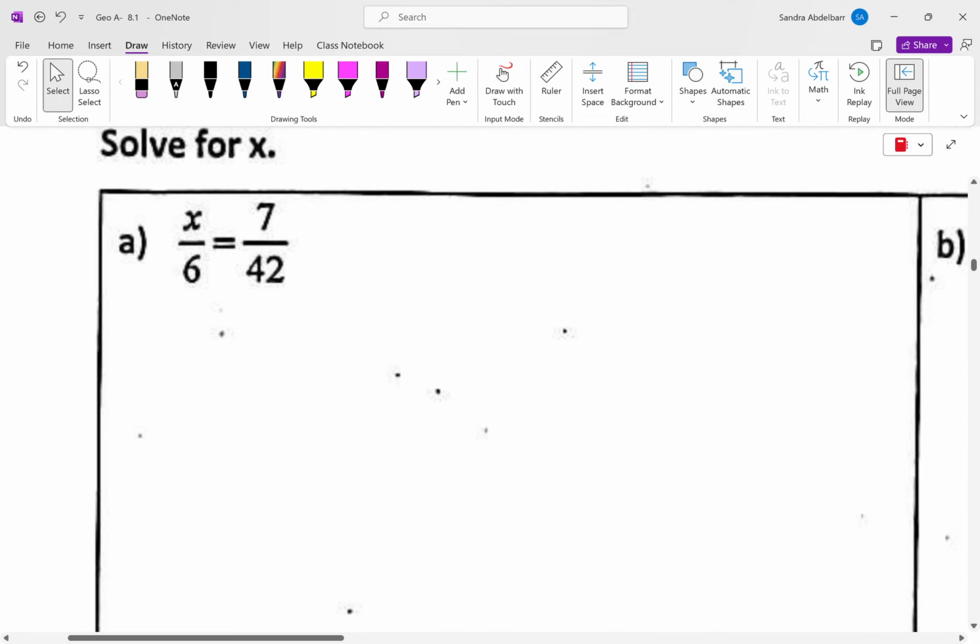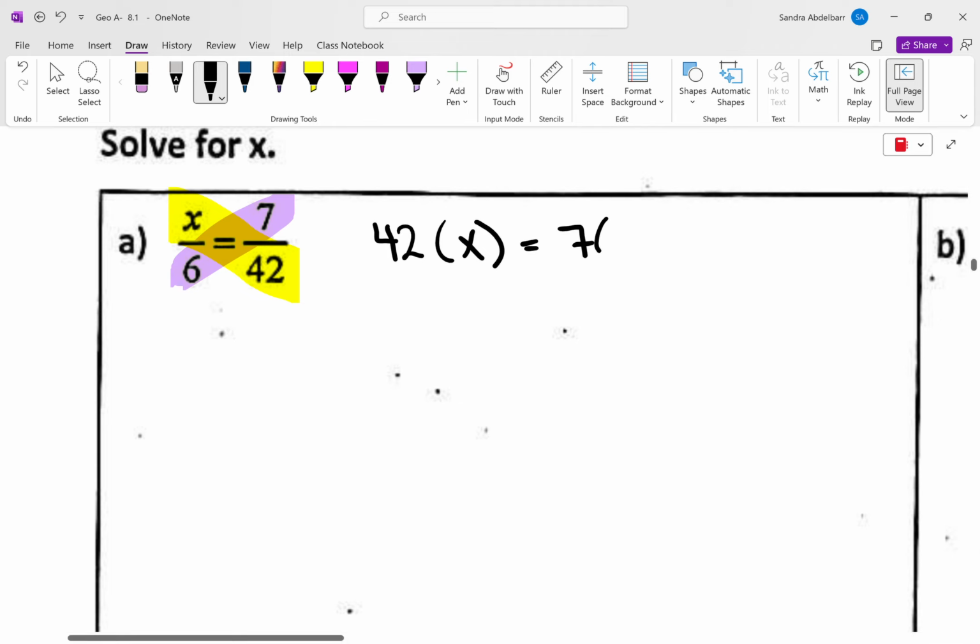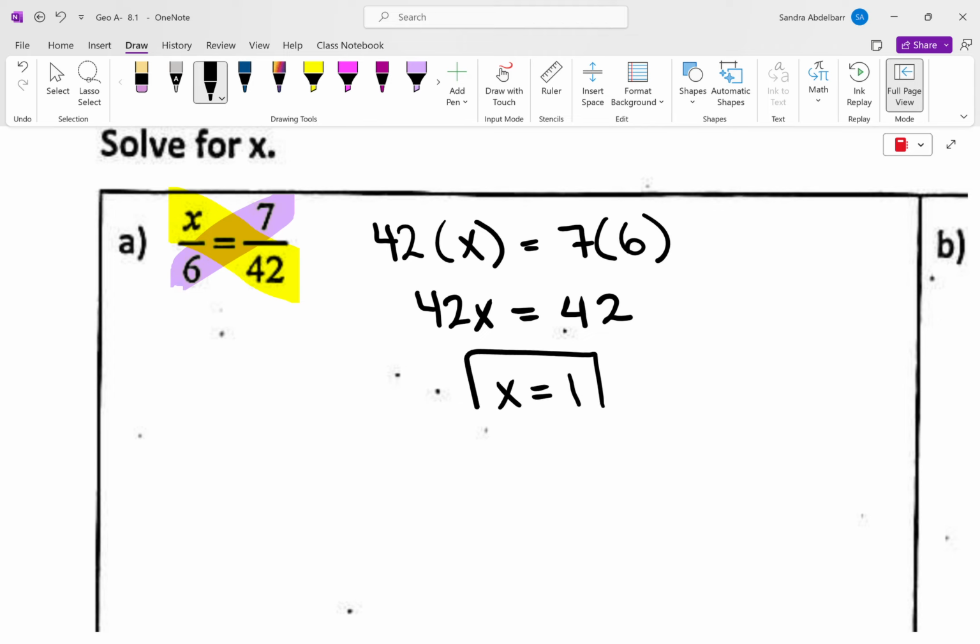So for this one, we want to solve for x. It is a proportion. Two ratios set equal to each other is a proportion. The way we solve proportions is by cross multiplying. So I'm going to multiply that side and cross multiply that side. So we end up with 42 times x is equal to 7 times 6. So we have 42x equals 42. So what does x equal? 1.